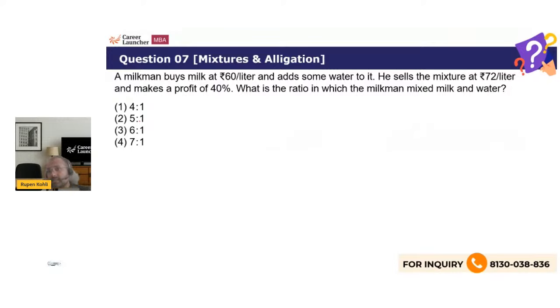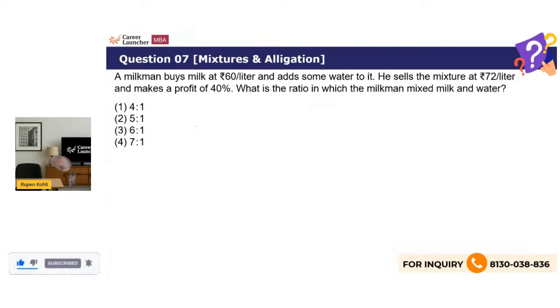A milkman buys milk at 60 rupees per liter and adds some water. He sells the mixture at 72 per liter and makes a profit of 40%. What's the ratio in which the milkman mixed the milk and water? The options are 4:1, 5:1, 6:1, and 7:1.